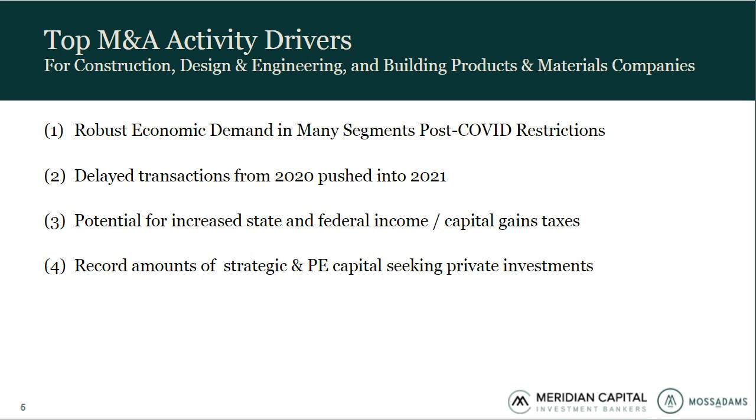And then lastly, record amounts of strategic and private equity capital seeking private investments. You've got strategic companies out there with very large balance sheets, a lot of cash, and then you've got private equity capital, a lot of money, and that cash has to find a home. And a lot of companies are finding a home in privately held, family-run, entrepreneur-led businesses. And these four are not the only reasons for robust M&A activity, but certainly we're seeing these four come up on a daily basis when we talk with our clients.